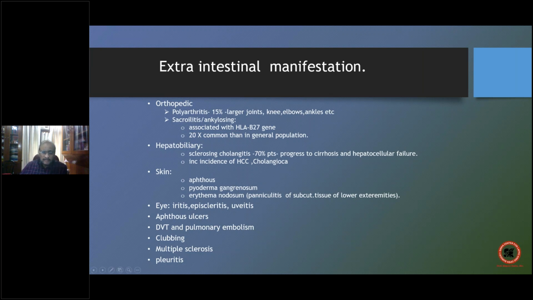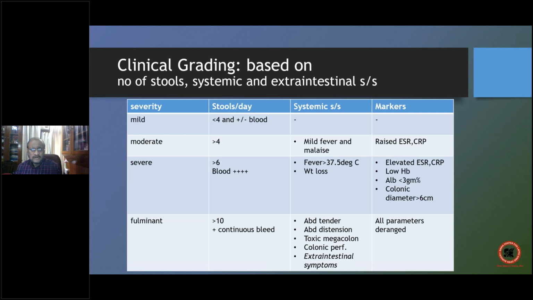So there's a whole list. And apart from this, what we are concerned about is sclerosing cholangitis, which is found in 70% of these patients. Why? Because these may progress to cirrhosis and hepatocellular failure. And remember, we just now told you about a 5 times greater incidence of carcinoma colon, and that also on the right side. So these are the extraintestinal manifestations of ulcerative colitis.